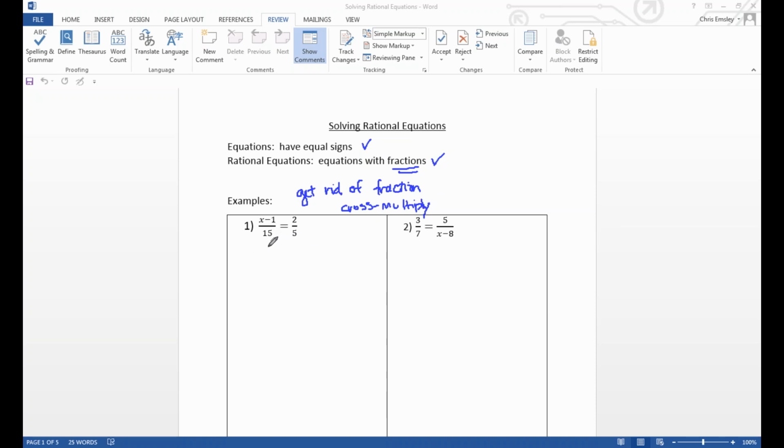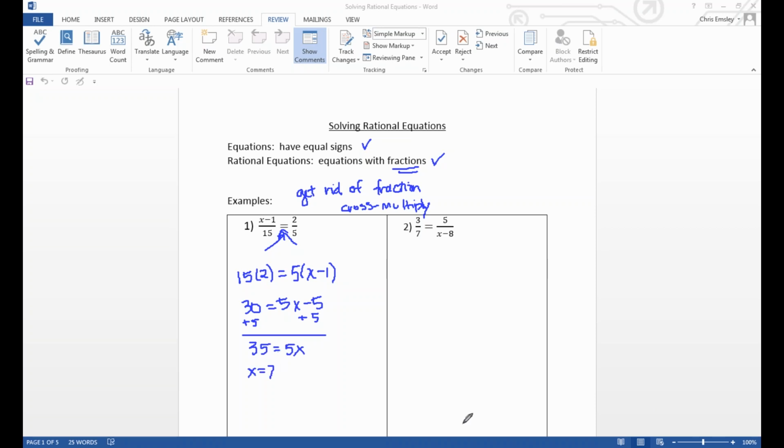So cross multiply, bottom to top, 15 times 2 equals bottom to top, 5 times x minus 1. The order doesn't really matter, bottom to top or top to bottom, as long as you represent both crossways in your equation. 15 times 2 is 30, and we'll distribute on the right. We get 5x minus 5. We add that 5 to both sides. We get 35 is 5x. Divide both sides by 5 and we come up with x equals 7.